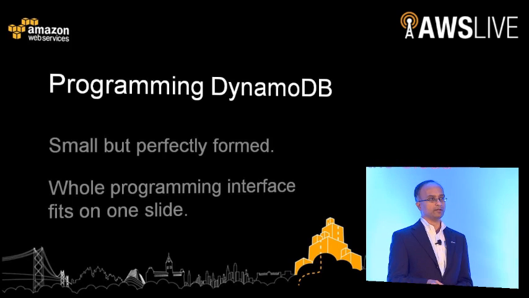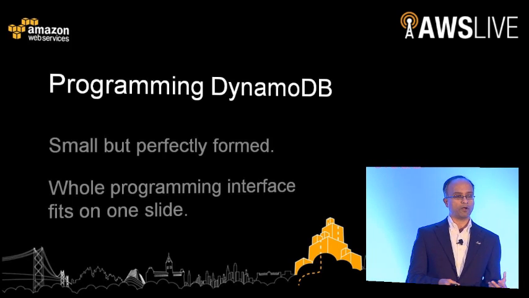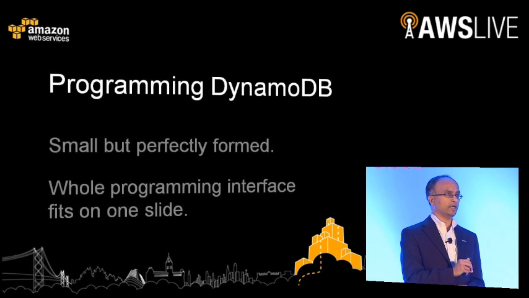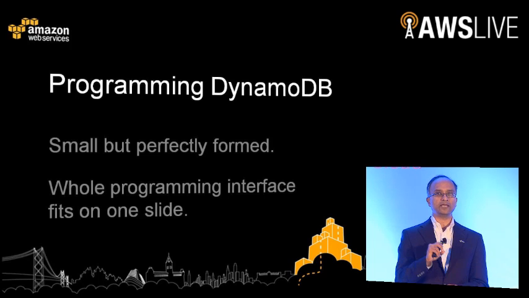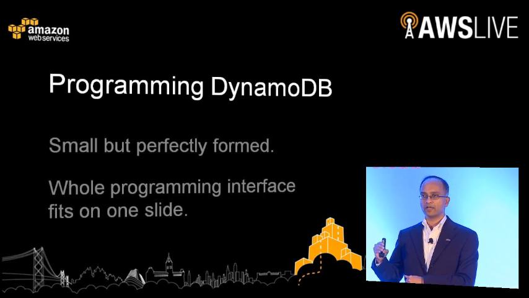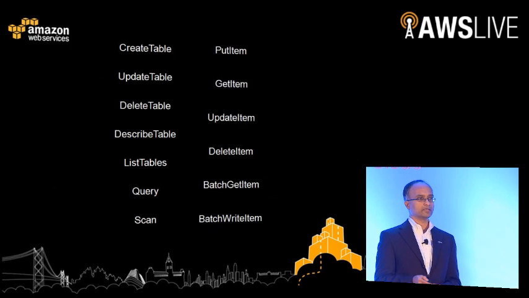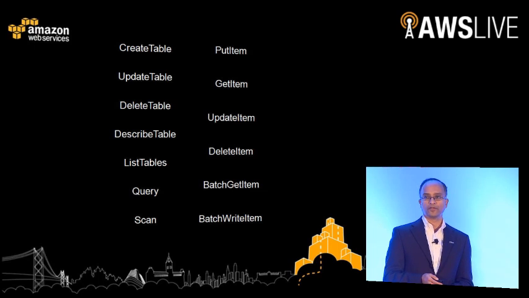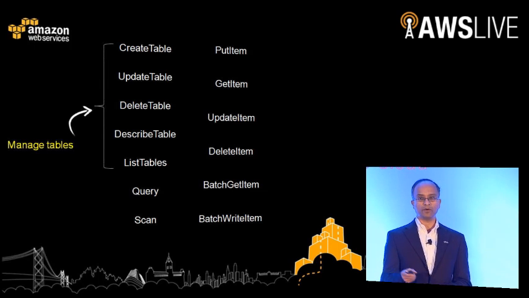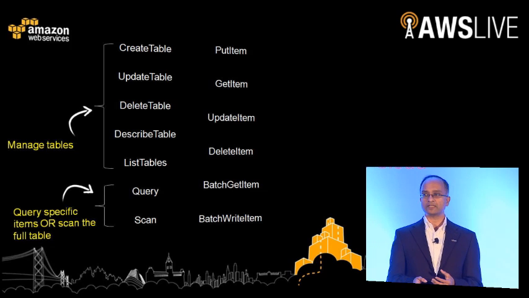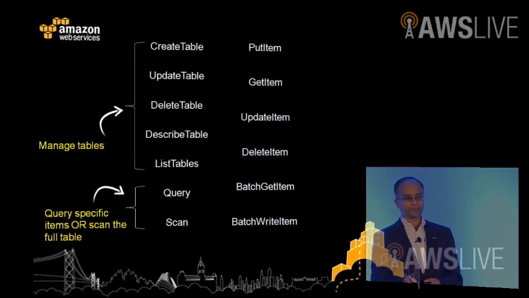Then the next question might be, well, now that I understand it, how hard or how easy is it to program? The interesting thing about DynamoDB is the API is really small in terms of footprint, and it's perfectly formed. The entire API for DynamoDB sits on this slide right here. So you can do create table, update table, delete table as a way of managing your database. You can query or scan. Query would be individual items. Scan would be the equivalent of full table scan, like a select star kind of thing.